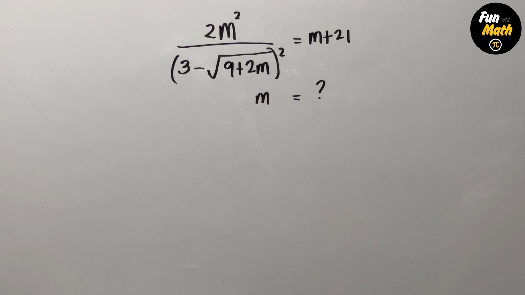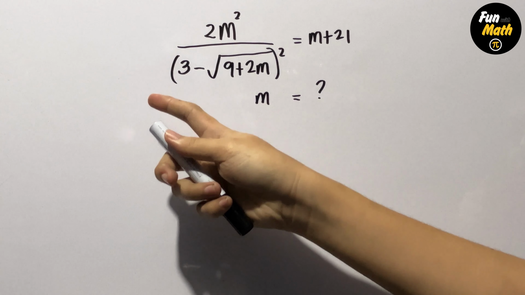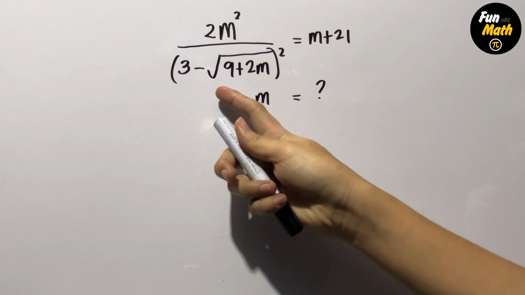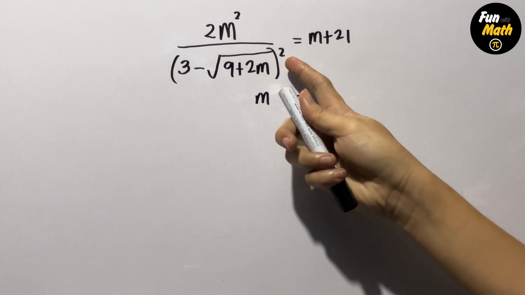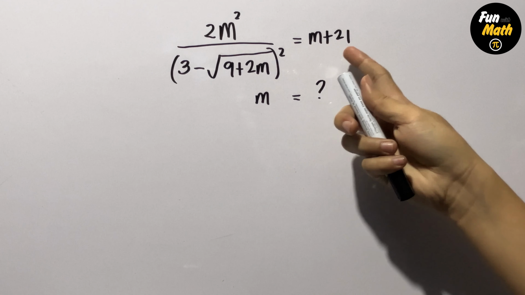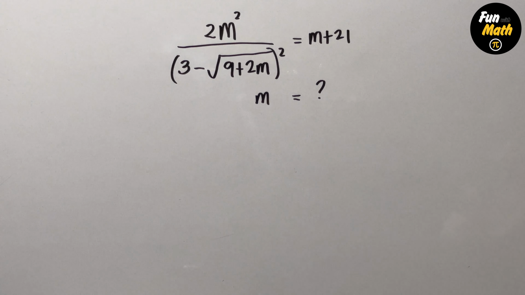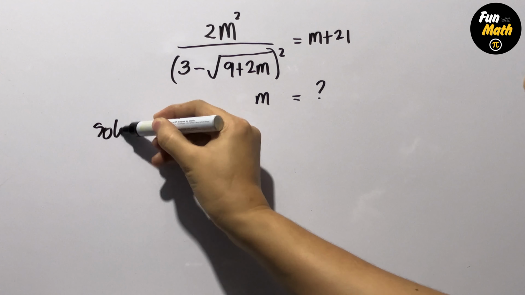Here's another problem. 2m squared, whole over 3 minus square root of 9 plus 2m, whole to the power of 2, is equal to m plus 21. Find m. So here's the solution.